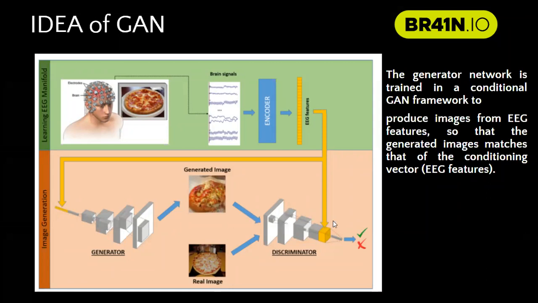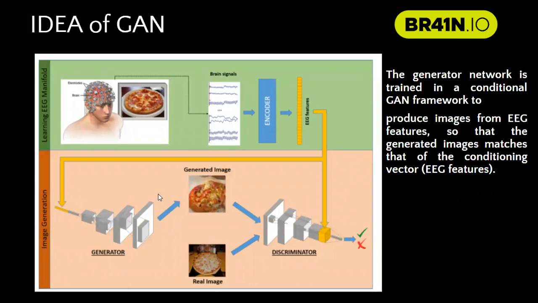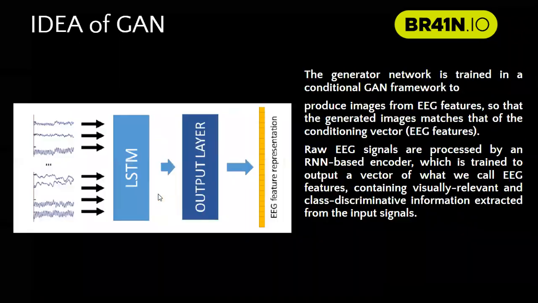Now when our model is trained, the discriminator will have a certain set of weights, and our generator and discriminator will be trained with the right set of weights. Then we will pass the raw EEG signal from a person who is dreaming or sleeping, who is in a stage of dream, so that the image will be generated.